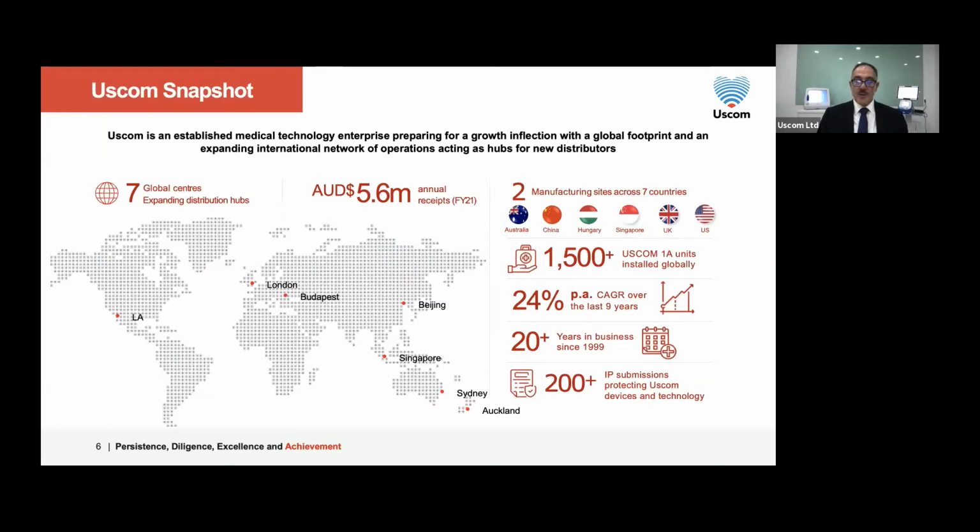Uscom was founded over 20 years ago and has grown at 24% per annum for the last 9 years. Uscom's now sold over 1,500 Uscom 1A units and has brought to market 8 new products in the last 12 months, which will begin contributing new revenue in the coming financial period. Uscom has in excess of 200 discrete worldwide intellectual property submissions protecting the current novel Uscom devices and our developing product pipeline of new products.